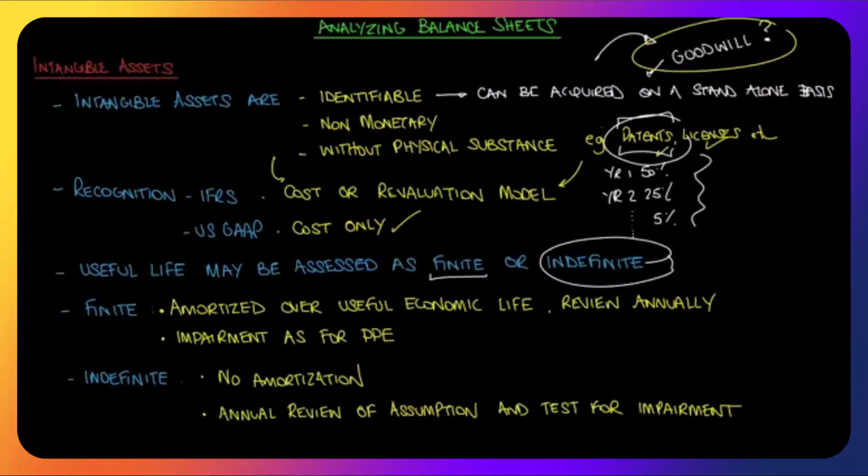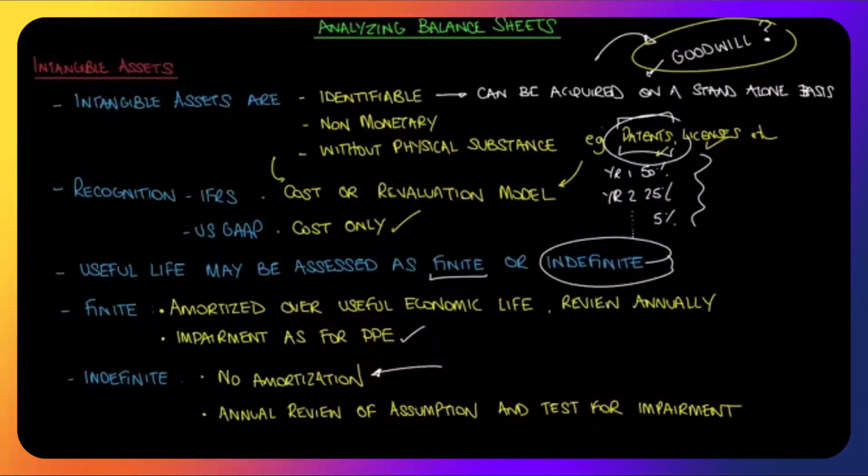And impairment as for PPE. So all the rules you see for tangible assets, which we will see later on, you'll see for intangibles as well. In other words, if the value drops below its cost, then you're going to charge the income statement. Indefinite, we said, how does it get through the income statement?